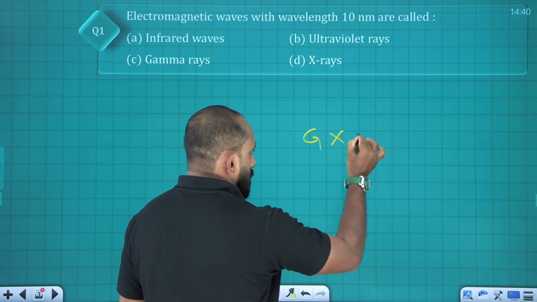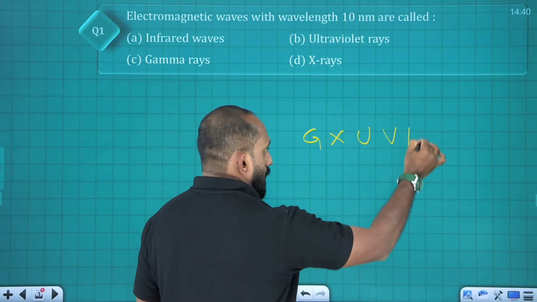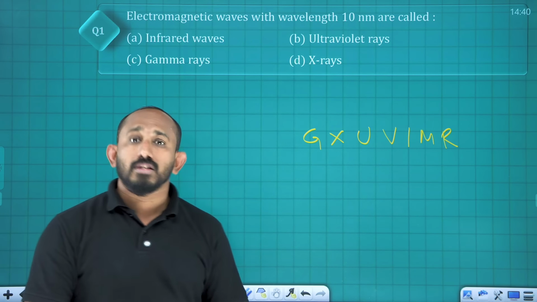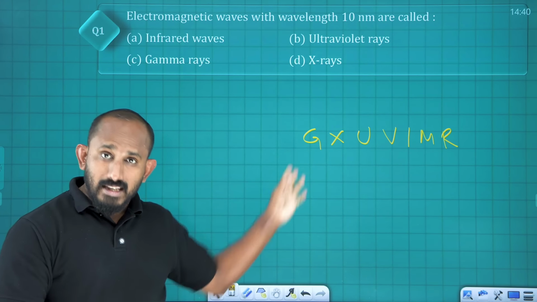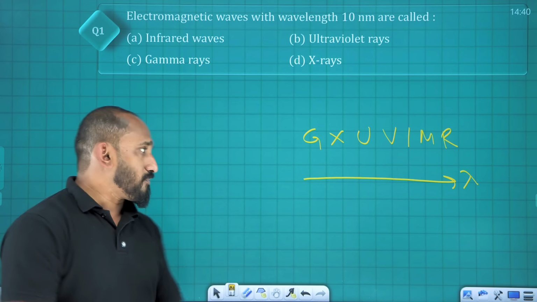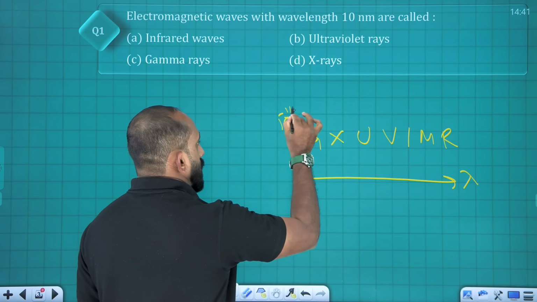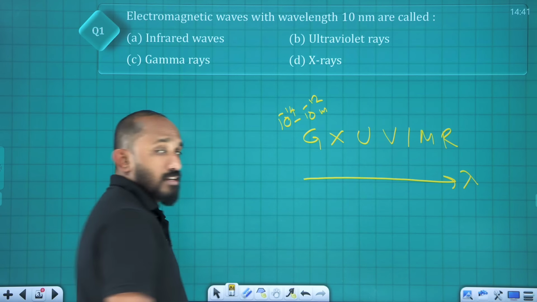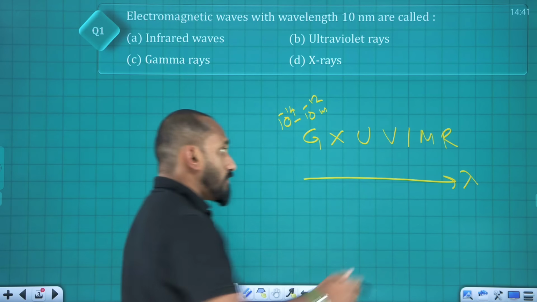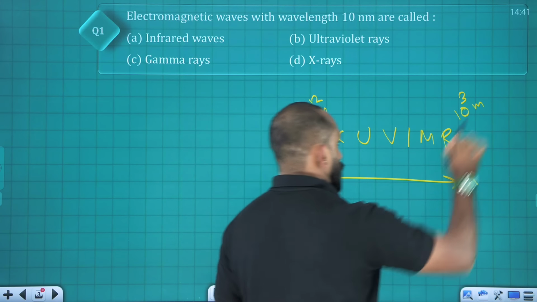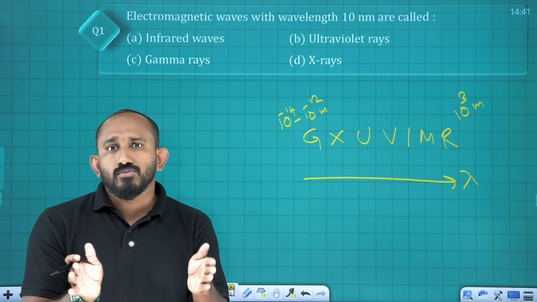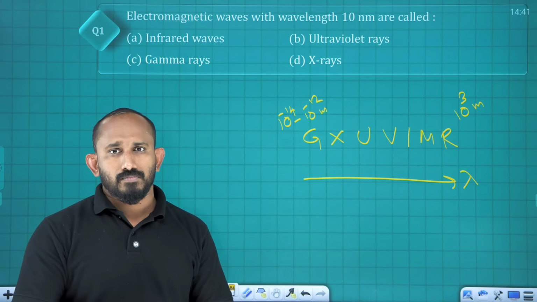Gamma rays, X-rays, ultraviolet, visible light, infrared, microwaves and radio waves we have. This is the ascending order of the wavelength. Gamma has the least wavelength and radio waves has the highest wavelength. Normally for gamma rays we have 10 raised to minus 14 to 10 raised to minus 12 meters as the wavelength. Starting from gamma, the wavelength of the radio waves may go to 10 raised to 3 meters, around 1 kilometer range. So you should have a clear-cut idea of that spectrum to give this answer.